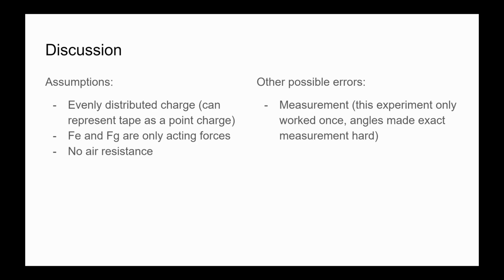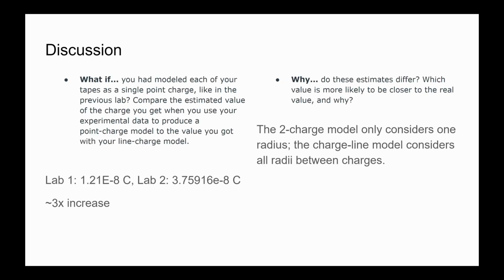Now, some of these assumptions, it's pretty similar to the last one, right? We're assuming that the charge is evenly distributed, that the two forces are only electric force and the gravitational force. There's no air resistance. And then the possible errors, right? Measurement could have been bad, right? Like it's kind of hard to measure when the reaction happens so quickly.